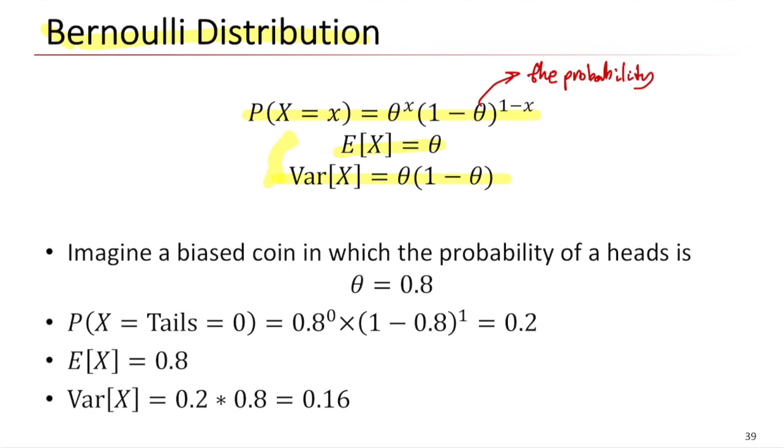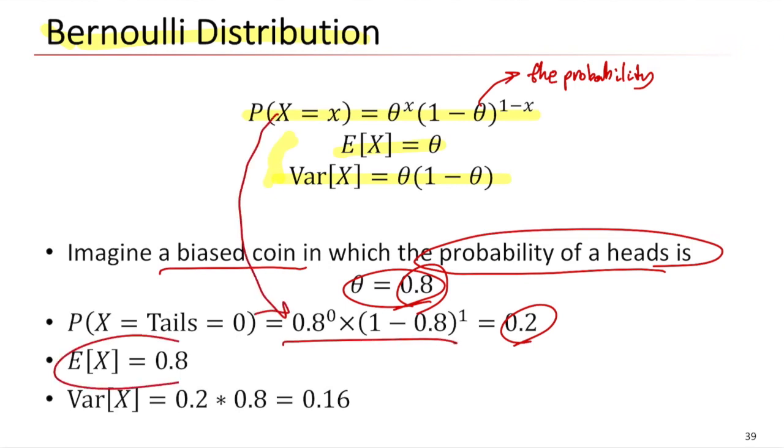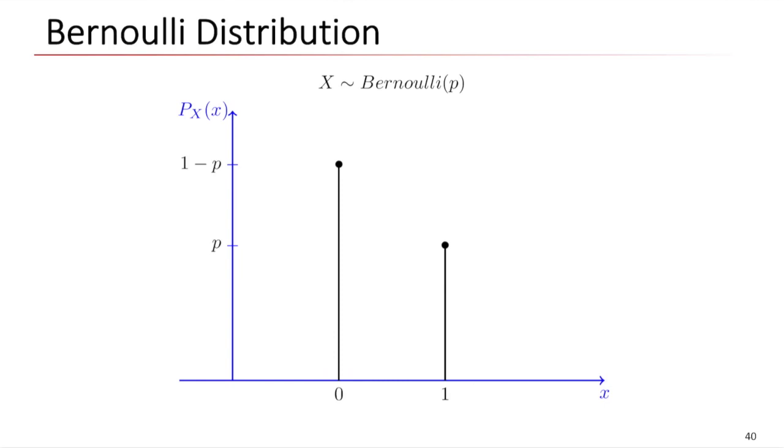Okay, let's see the example. Let's suppose a biased coin in which the probability of heads is equal to 0.8. In this case, the probability of tails is going to be 0.2, following this equation, and the expectation of the random variable x will be 0.8, and the variance will be 0.16, like this. So this is the Bernoulli distribution.